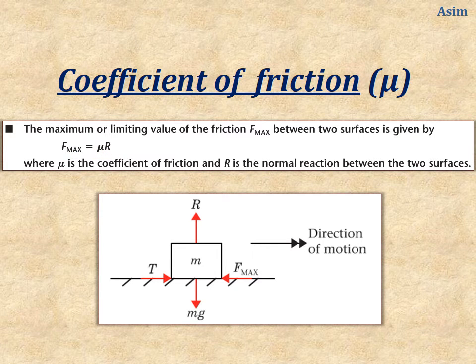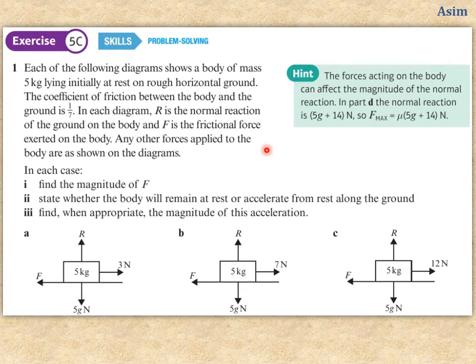Let us take an example to understand this now. In this question, exercise 5C, each of the following diagrams shows a body of mass 5 kg lying initially at rest on a rough horizontal ground. The coefficient of friction μ is 1/7. In each case, find the magnitude of the force F. State whether the body will remain at rest or will accelerate, and when appropriate, find that acceleration.